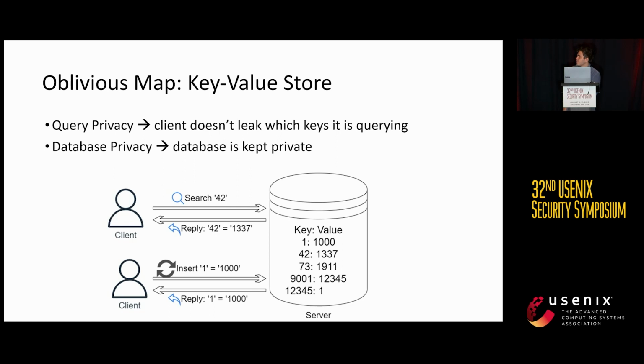Our work that I'm presenting today is an oblivious map, which is basically an oblivious key store that's running on a server, and clients can make queries, with two properties. The first one is query privacy, so the client does not leak which keys it is querying, and the second one is database privacy. The database is kept private.